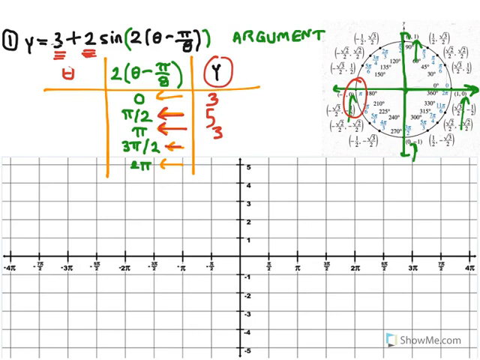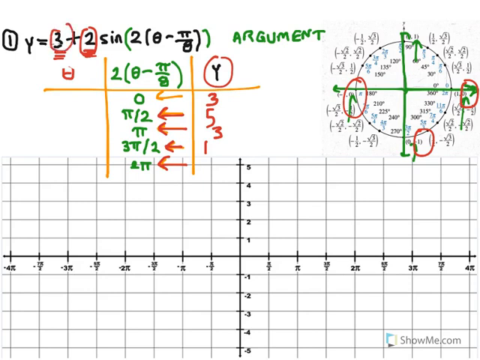And then you look at the argument 3 pi over 2. Sine of 3 pi over 2 is negative 1. 2 times negative 1 is negative 2. Negative 2 plus 3 is 1. And then you look at the argument 2 pi. You do sine of 2 pi, which is 0. And then you do 2 times sine of 2 pi. 2 times 0 is 0.